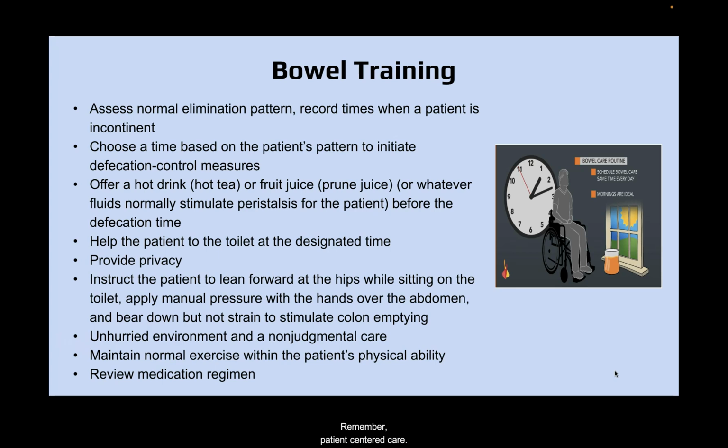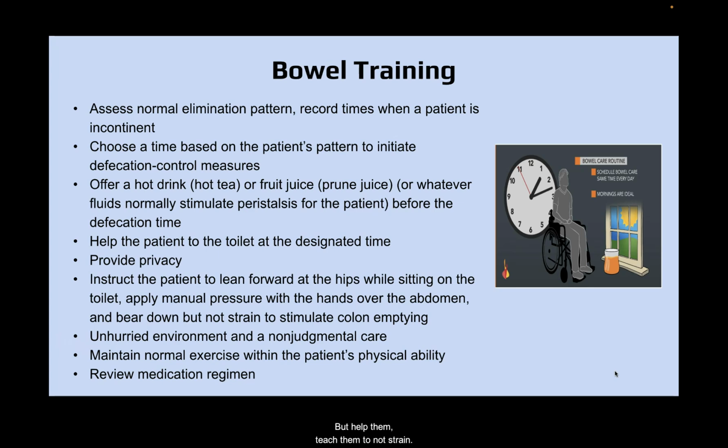Remember, patient-centered care. Offer a hot drink, like hot tea or fruit juice, for example, prune juice, or whatever fluids normally stimulate peristalsis for the patient. Ask them, what do you usually take that helps, right? And give that to them before the defecation time so it can help them defecate. Help the patient to the toilet at a designated time. Provide for privacy. Instruct the patient to lean forward at the hips while sitting on the toilet and apply manual pressure with their hands over the abdomen and bear down.